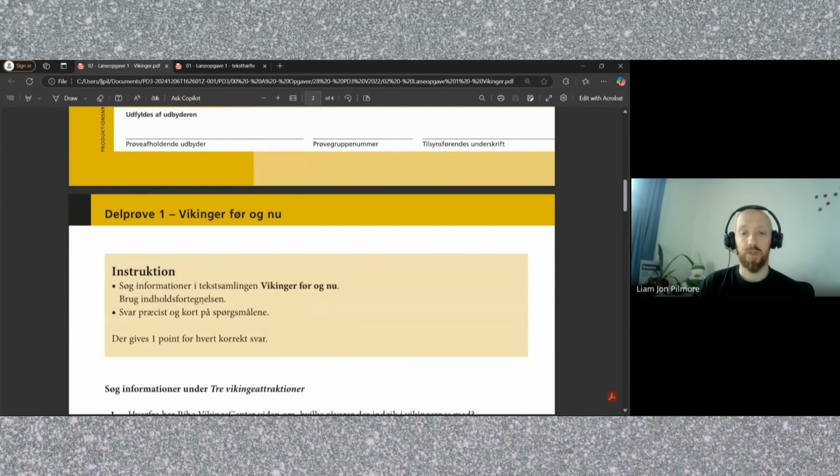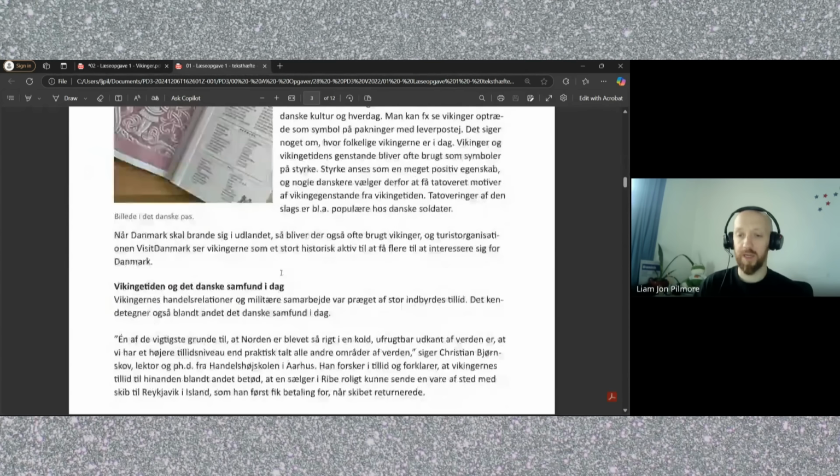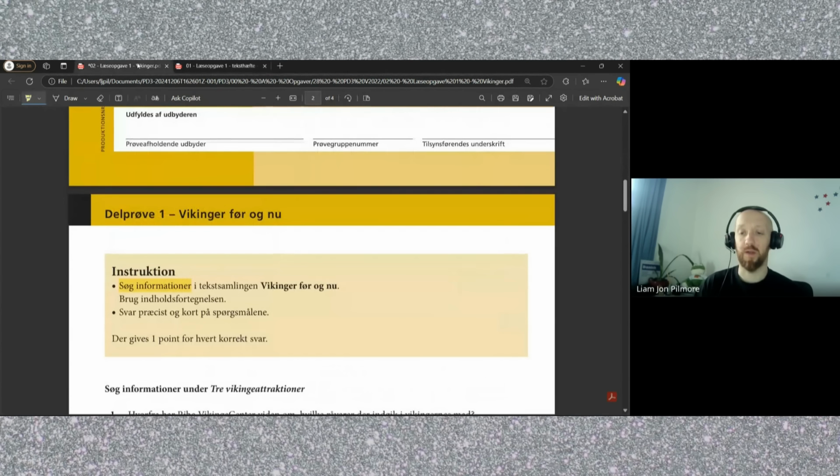So, read the instructions. Søg informationer i tekstsamlingen Vikinger før og nu. Search for information in the text document, or the textbook, Vikings before and now. So it's really important that you get familiar with this little word here, søg informationer, because that's the important part of this. Search for information. You don't need to sit here reading this entire text. You just need to find the relevant information and answer the question.